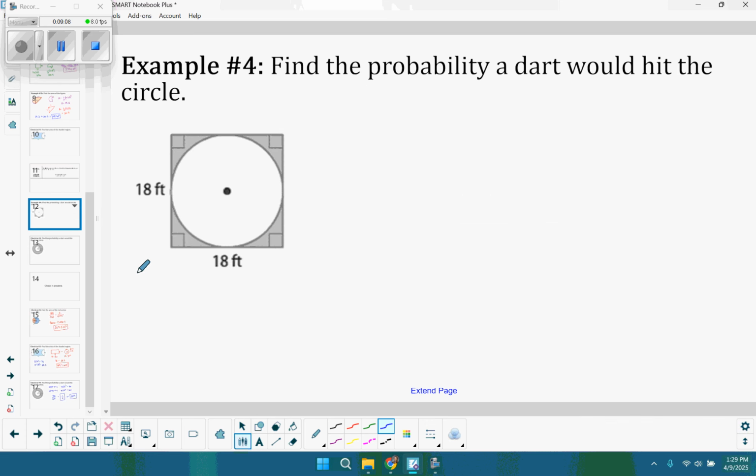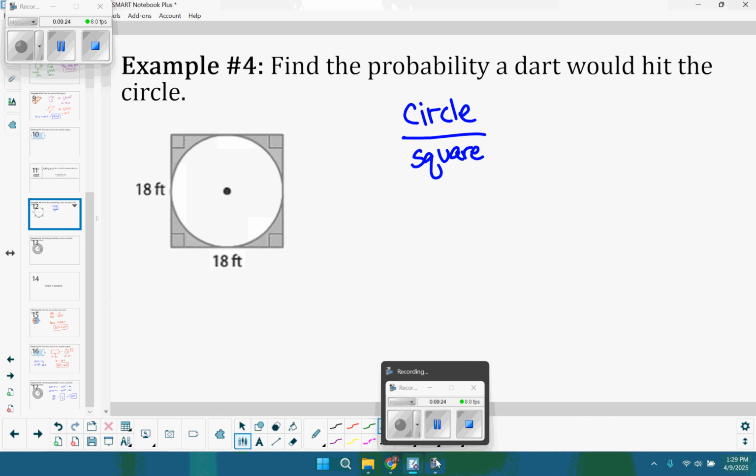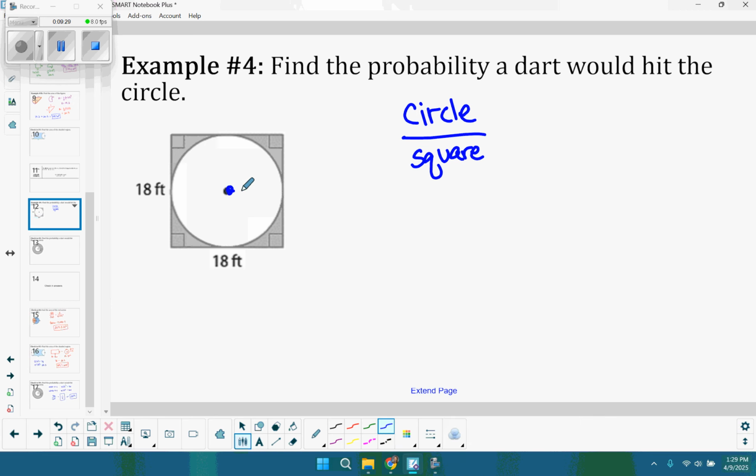So for example 4, it says find the probability a dart would hit the circle. So that means our probability is going to be the circle over the whole shape, and the whole shape happens to be a square. So we're going to put the area of the circle over the area of the square. My circle has a diameter of 18, which means it has a radius of 9. So the circle is going to be pi times 9 squared. The square is length times width, so that's 18 times 18.